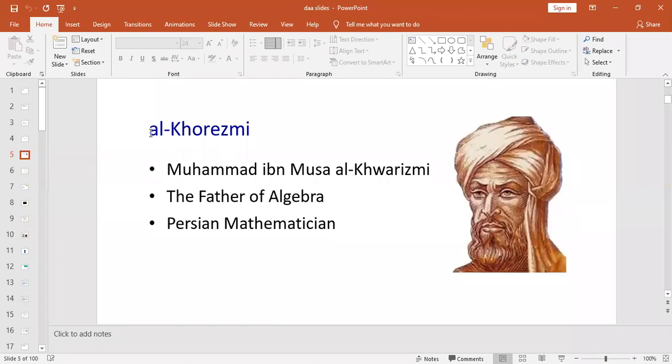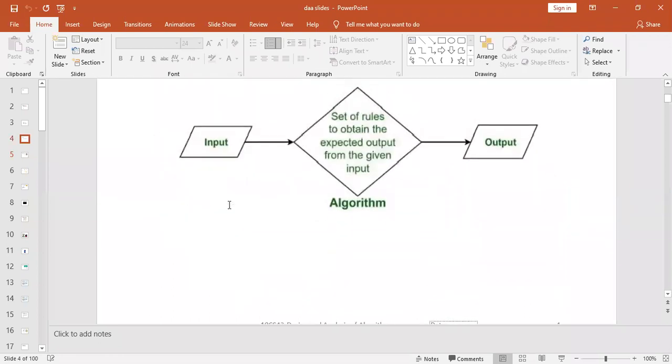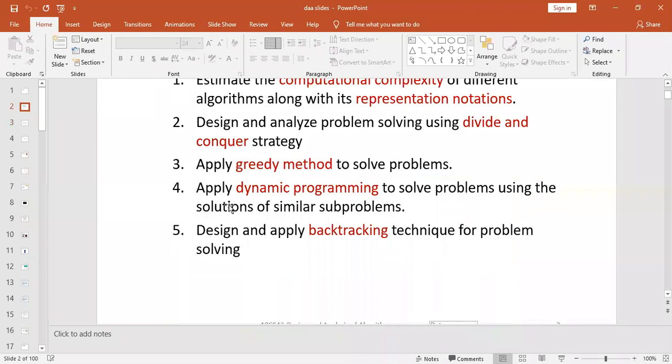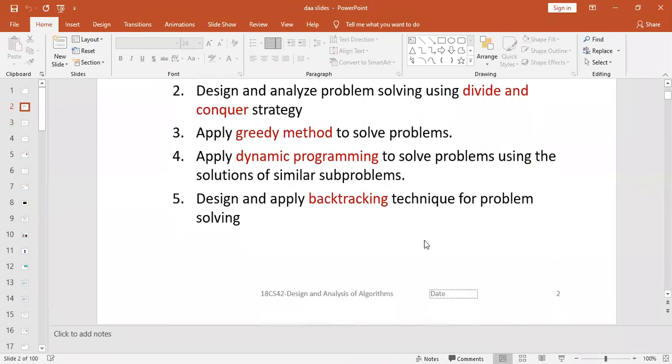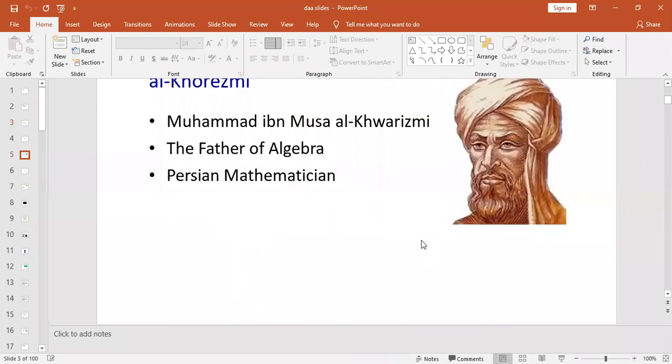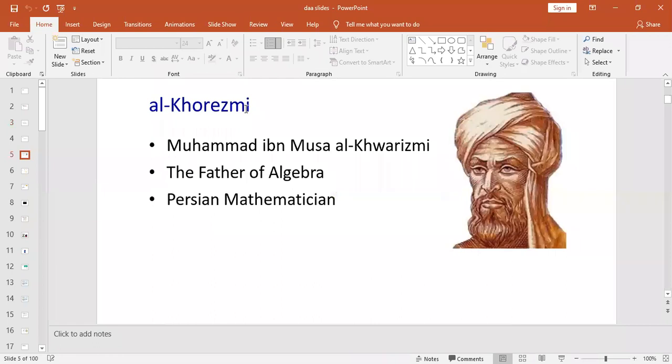So who derived all the four types of algorithms? The four types are divide and conquer, greedy, dynamic and backtracking. All these four algorithms are derived by the scientist, and that scientist we call Al-Khwarizmi. He is the father of algebra and a Persian mathematician.